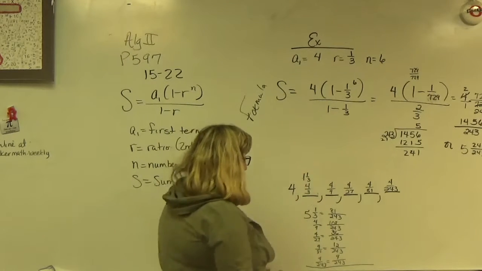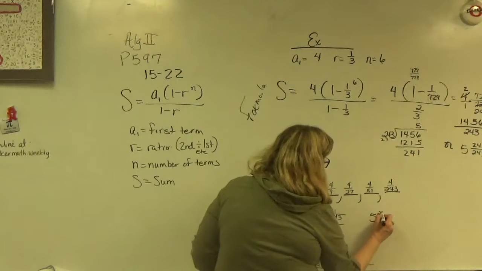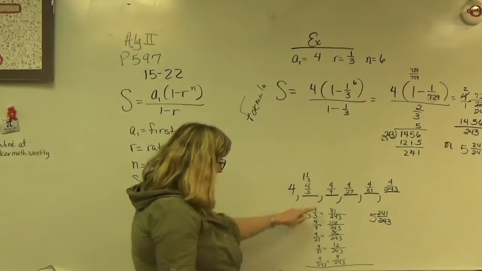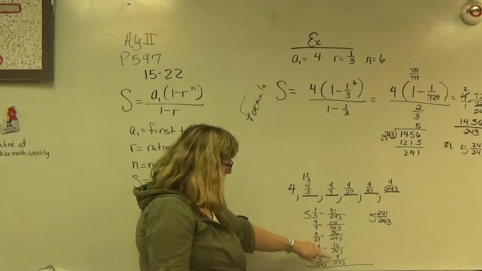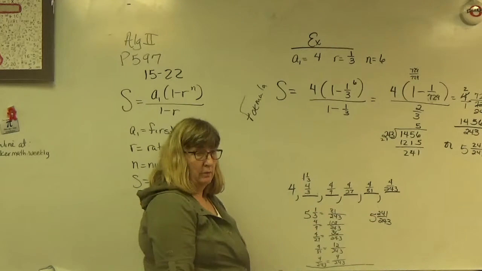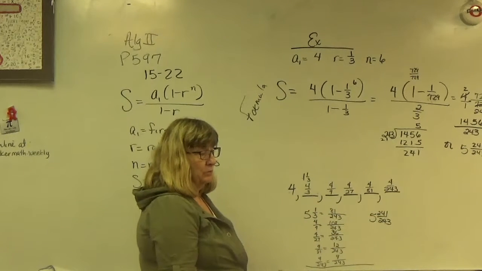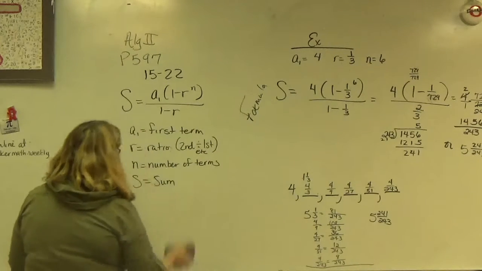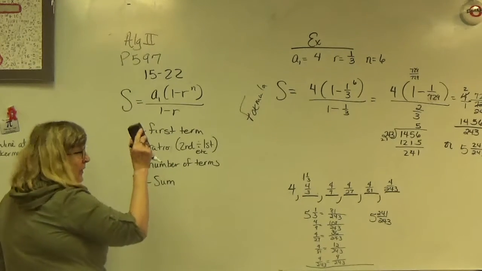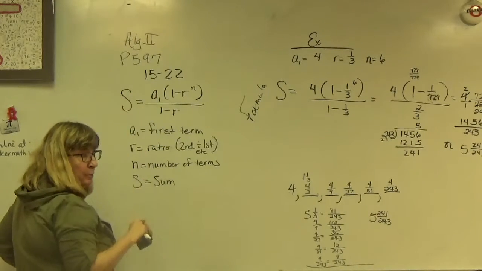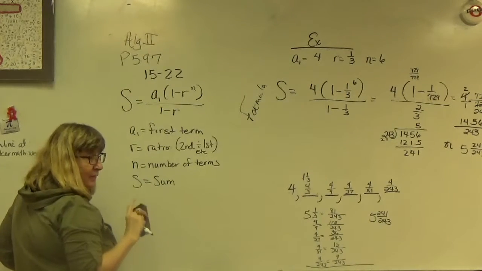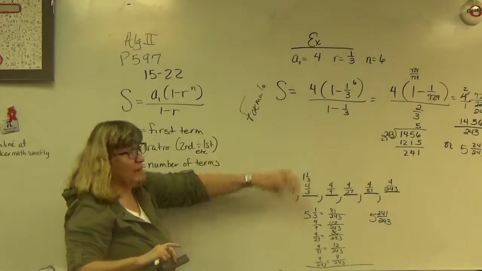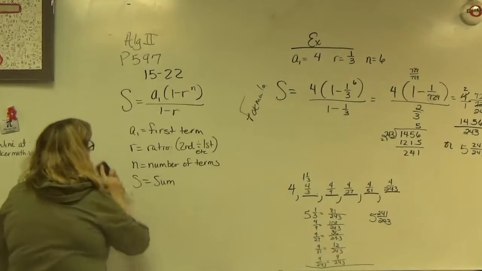And did we get the same thing? Yeah. 81, 108, 36, 12, and 4 added up to be 1241 over 243, which ends up being the same answer. Okay? Another one. You guys got the formula down, right? Notice I didn't give you very many problems today, because they could take a little bit of time to do with either method, technically, because of fractions.